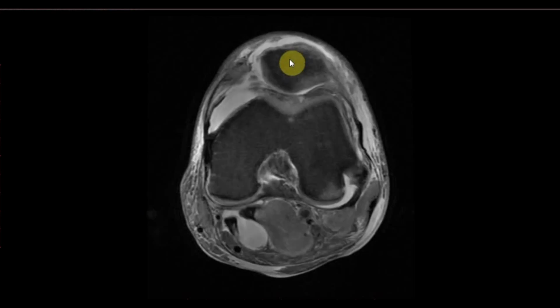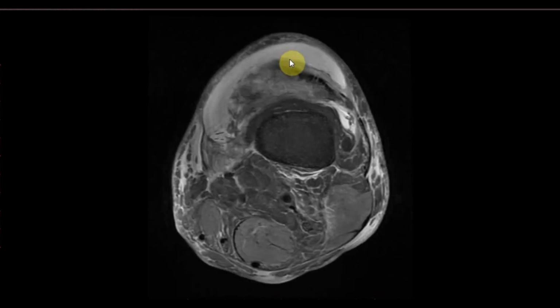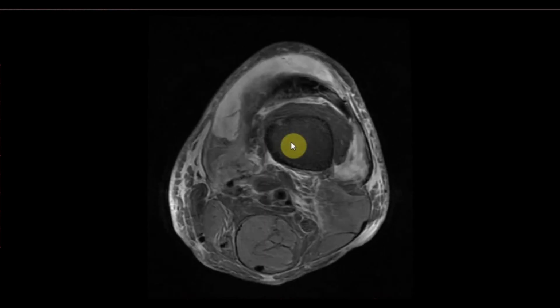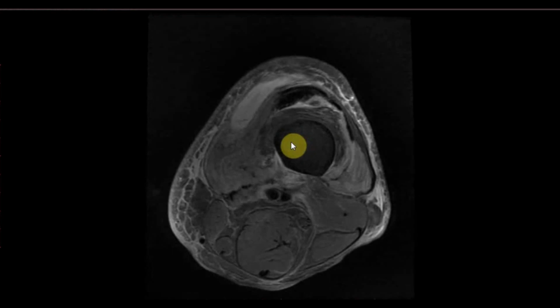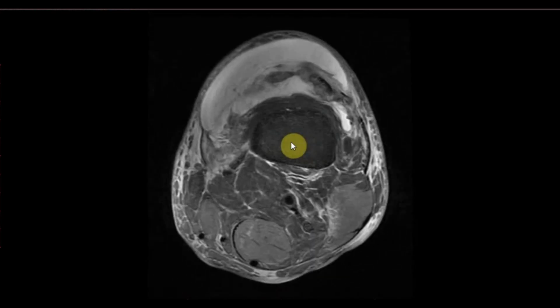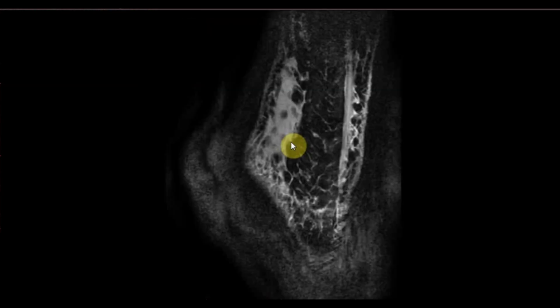We can see here this is patella. There is extensive collection in the region of defect, and this is the quadriceps tendon, which has recoiled in the thigh because it is completely detached from its patellar attachment site.